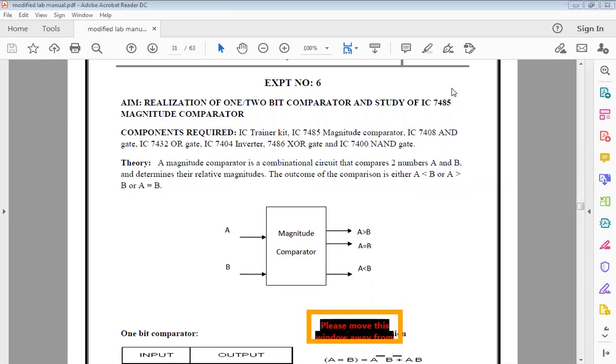Yes, I want you all to be interactive. Have you all studied your magnitude comparator in your theory classes? I don't think so, sir. Magnitude comparator: A is less than B, A is equal to B, A is greater than B. Now, do you remember? Yes?